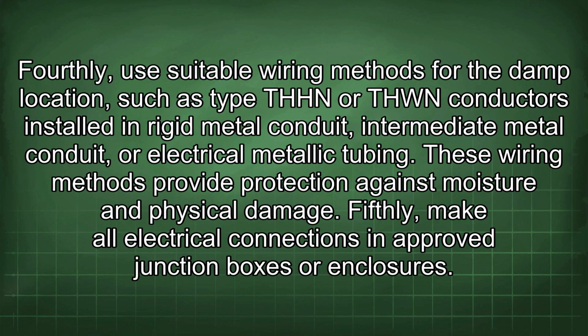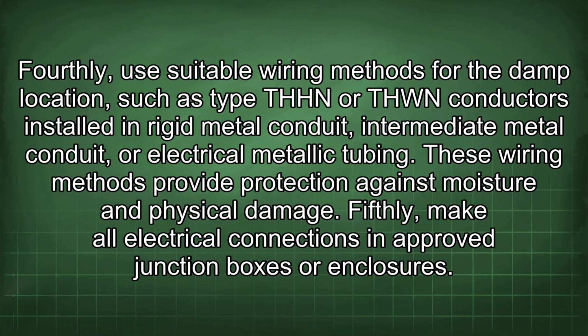Fourthly, use suitable wiring methods for the damp location, such as type THHN or THWN conductors installed in rigid metal conduit, intermediate metal conduit, or electrical metallic tubing. These wiring methods provide protection against moisture and physical damage.